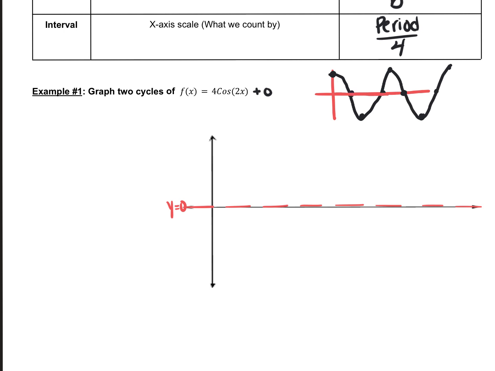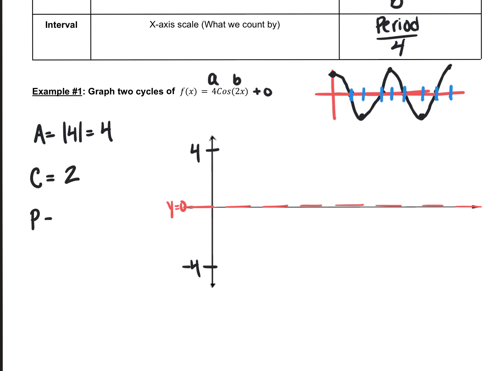So we need to figure out how many tick marks we need. So we need 1, 2, 3, 4, 5, 6, 7, and 8. So let's keep that in mind when we do the ACPI. So A is the absolute value of the number in front. So the absolute value of 4 is 4. Since there is no vertical shift, we can go ahead and put 4 and negative 4. B is my cycles, so that's my C, which is 2. P is my period, which is 2 pi over B, where B is the number of cycles. So 2 pi over 2 reduces to pi.